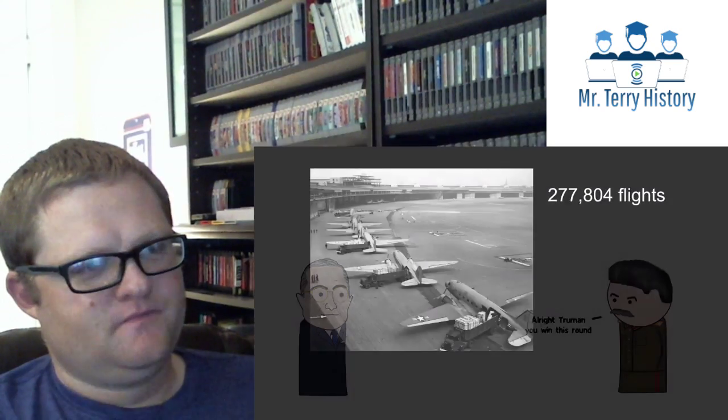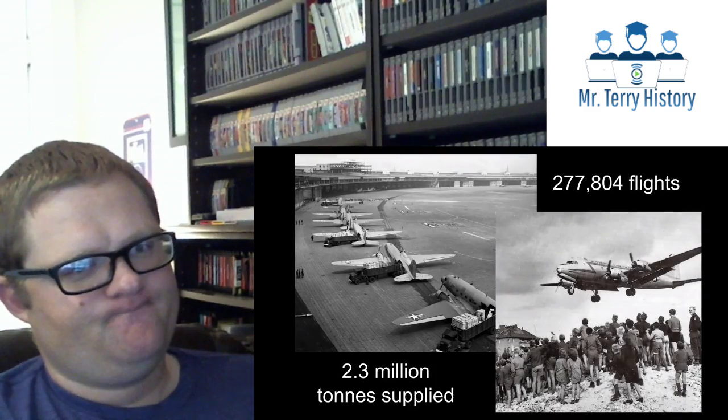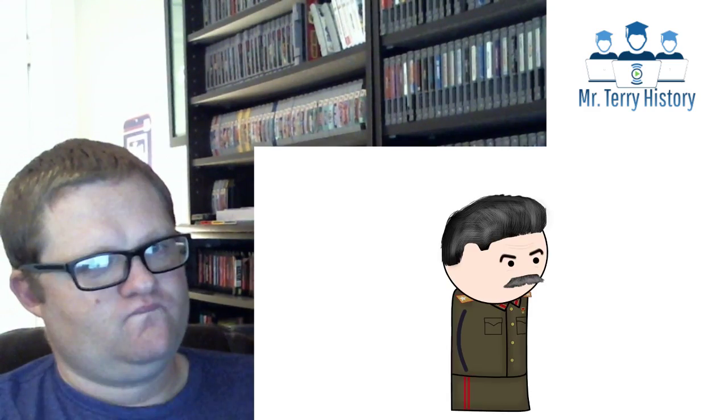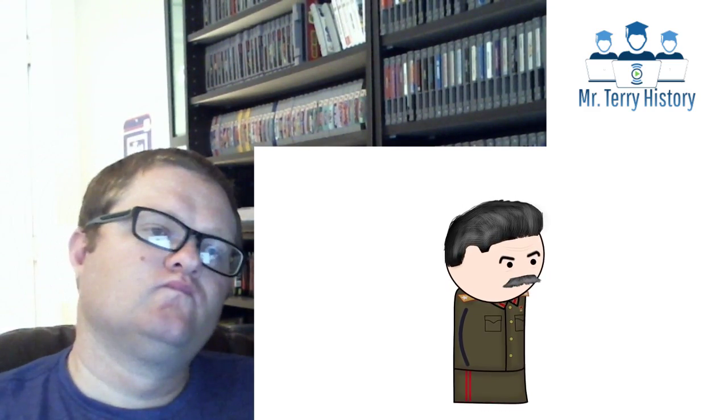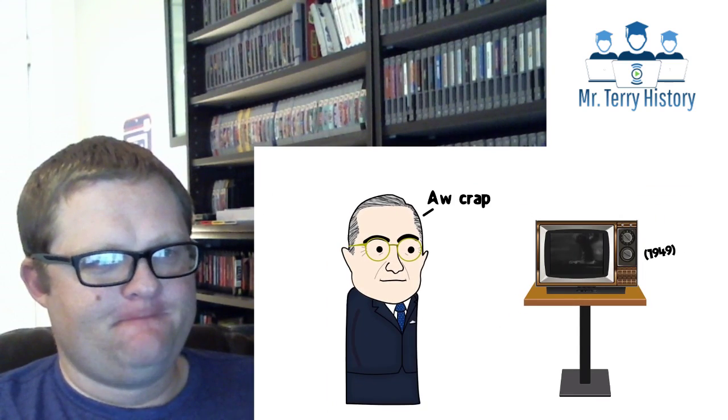The Berlin airlift was an incredible undertaking and a major success for the Western Allies, and Stalin ended his blockade of West Berlin. His aggressive actions worried the West, but not as much as this did. The Soviet Union had developed their very own atomic bomb. The USA no longer had a nuclear monopoly.